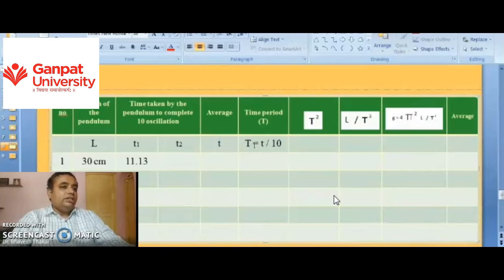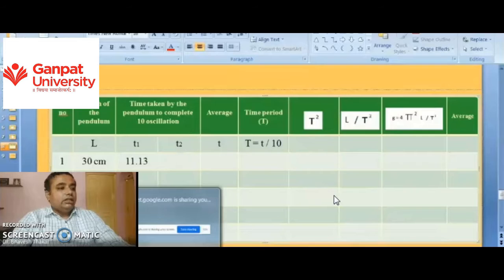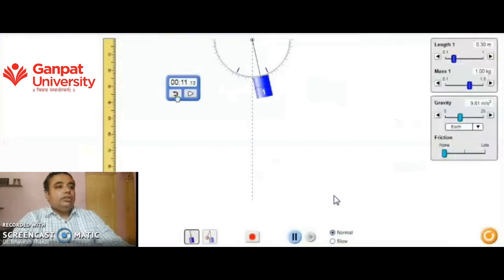So our first target is to find out the time period. We have taken the first reading for the 30 centimeter. Now we'll take the second reading for the same length. So let's start now. We reset the clock. Now we are starting again. 1, 2, 3, 4, 5, 6, 7, 8, 9, and 10.